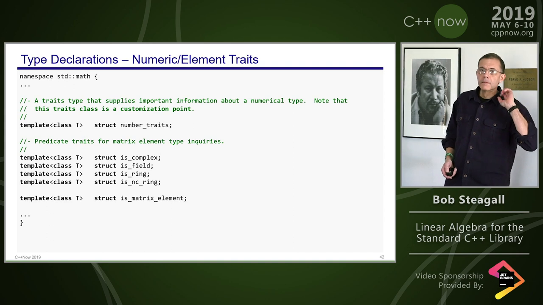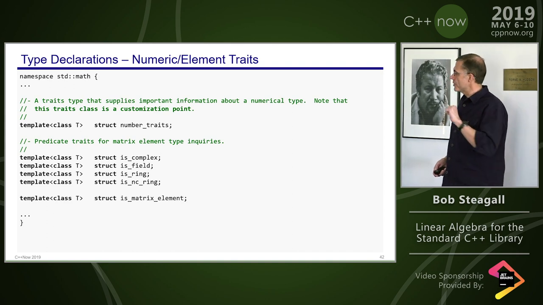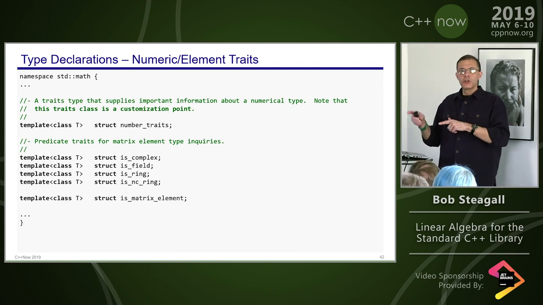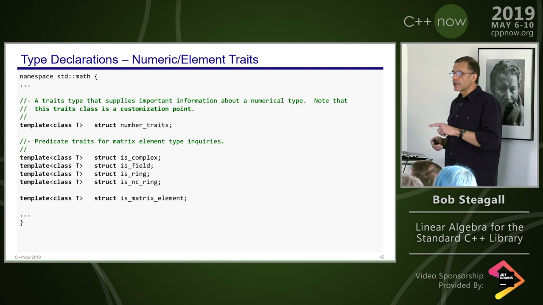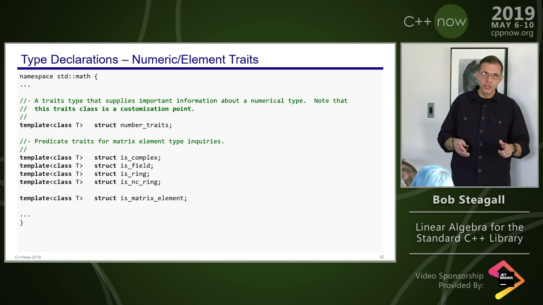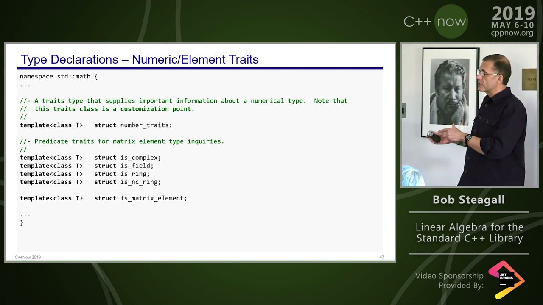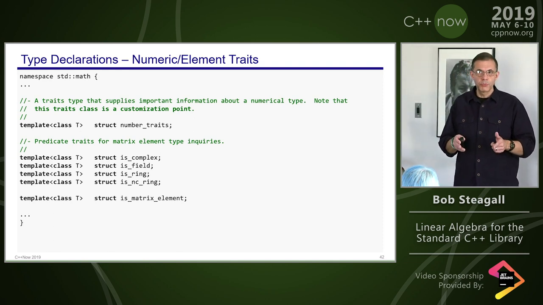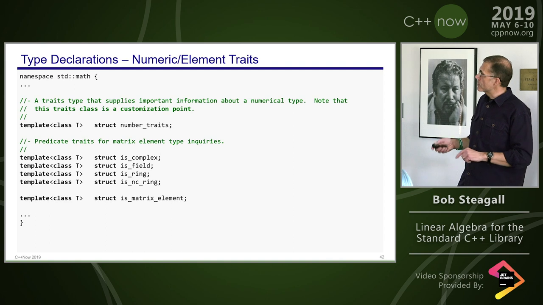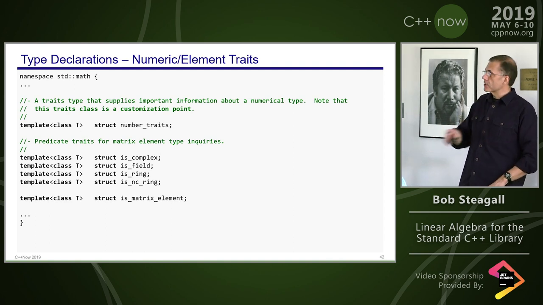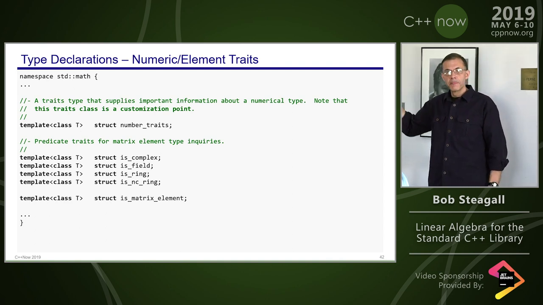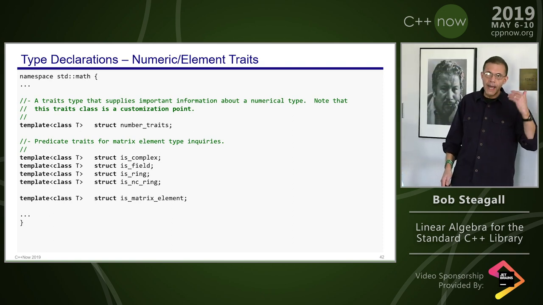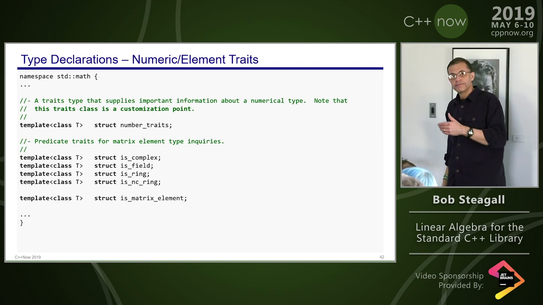I'm sorry. Are these supposed to be customization points? So the question is, are the predicate traits, and by predicate traits, I mean the ones that begin with is underscore, right? The predicate traits are not intended to be customization points. Okay. The predicate traits that exist in std right now under type traits are not customization points, right? The only two customization points, well, the first of the two customization points is number traits. It is intended to be customizable, just like, say, pointer traits or allocator traits are customizable.